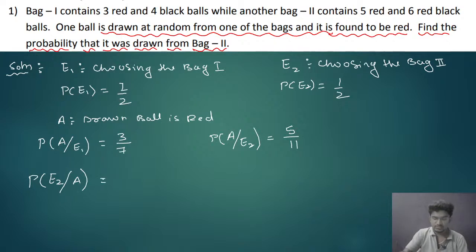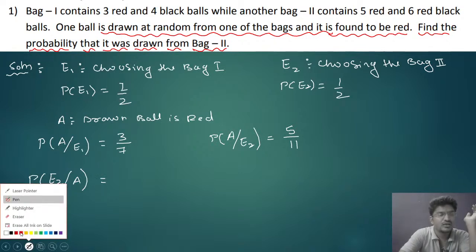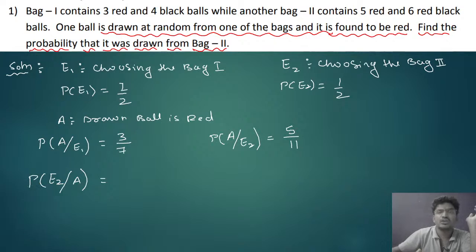Please see this. Find the probability that it was drawn from bag 2, which means the probability of E2, that is, from bag 2 such that we know that it is already red. Because they are telling that one of the balls drawn randomly is red. We already know that it is red, and now we have to calculate it from bag 2.